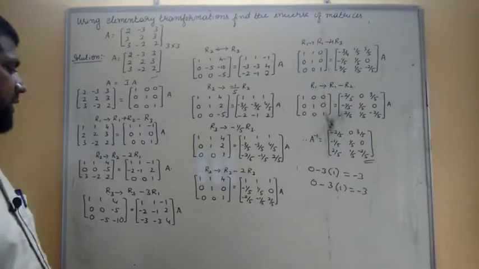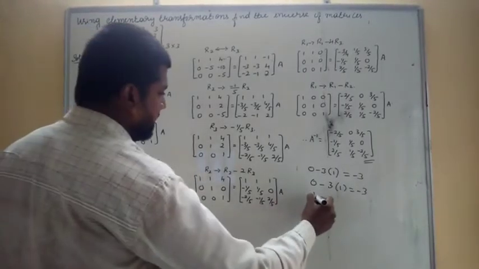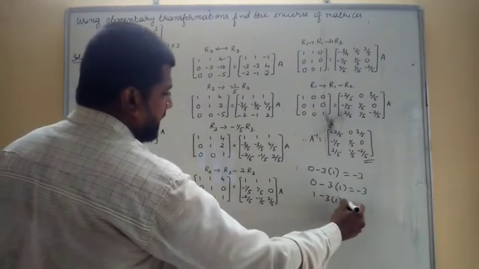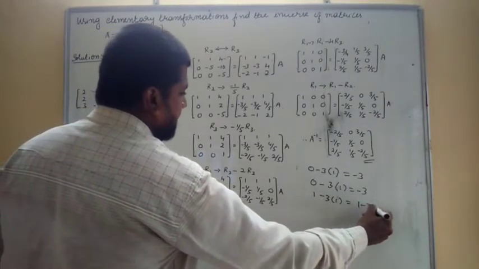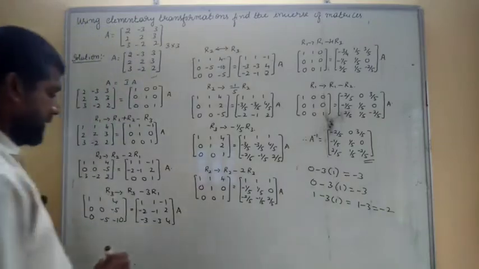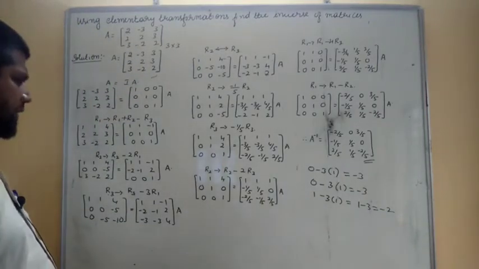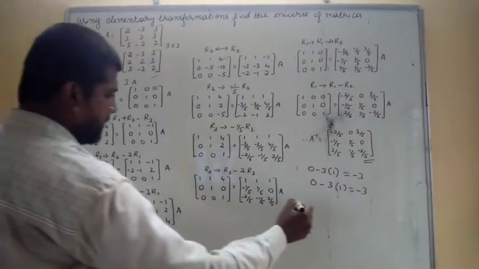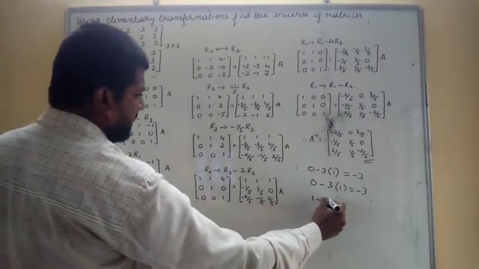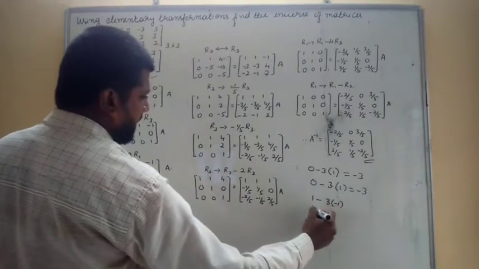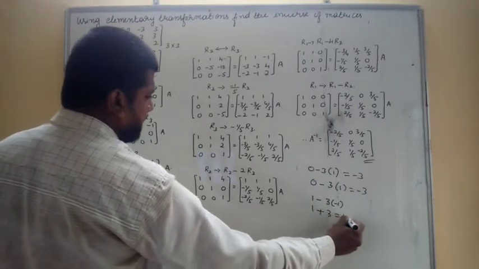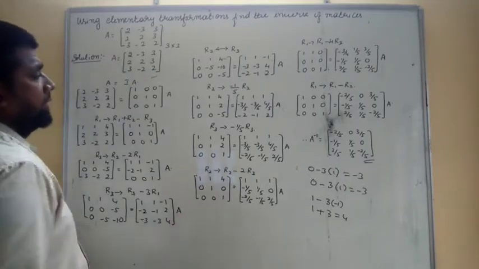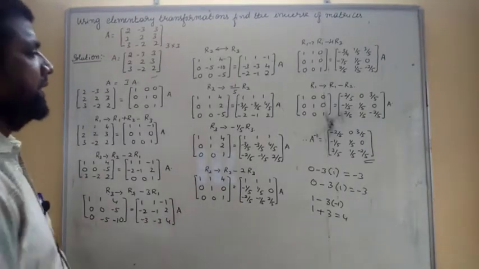Then the third element you have to change. The third element is 1 minus 3 into 1. Then what happens here? 1 minus 3 means minus 2. We are getting here. So third element is 1 minus of 3 into minus 1 means 1 minus into minus plus, then that is equal to 4. So we got here 4. Then you have to write into A. Then let us go for the next step here.